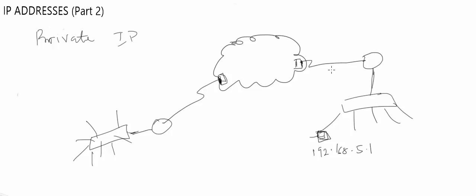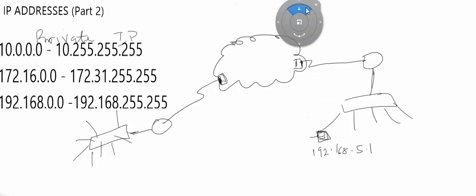But with the advent of private IP addresses, let me type out all the private IP addresses. Now, these are the private IP address ranges. Any address that falls within this range, from our last slide, this is a class A IP address range, this is a class B IP address range, and this is a class C IP address range. So what was I saying?